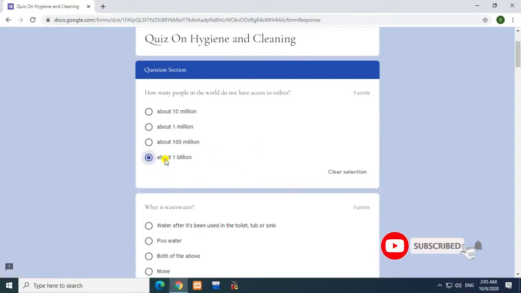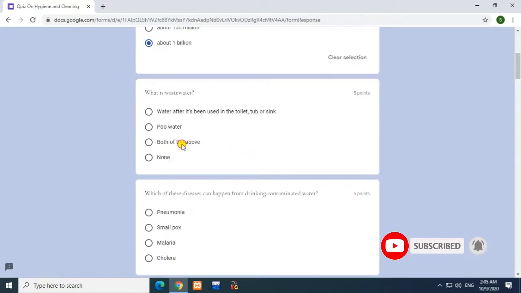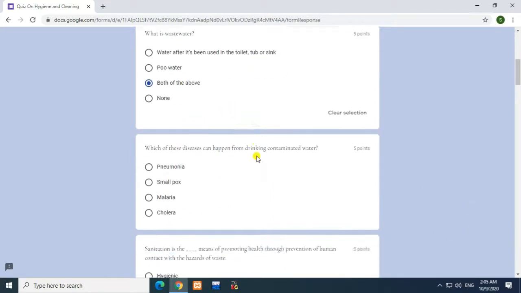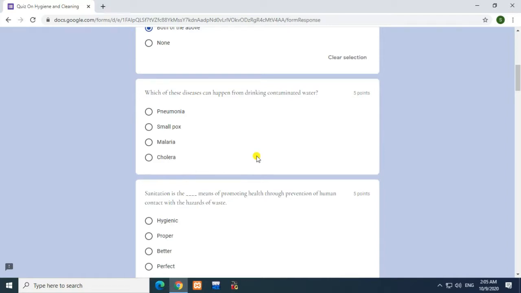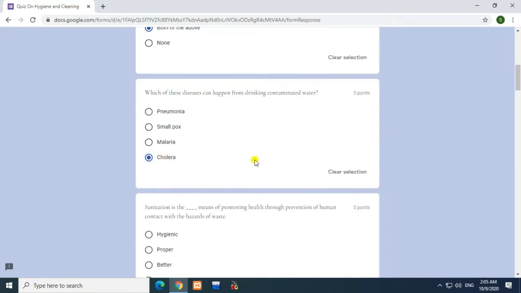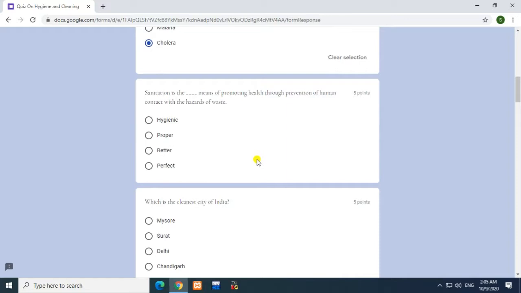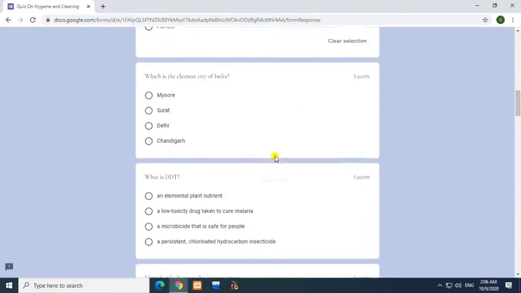Answer: about 1 billion. Question: what is wastewater? Answer: both of the above. Question: which of these diseases can happen from drinking contaminated water? Answer: cholera. Question: sanitation is the ongoing means of promoting health through prevention of human contact with the hazards of waste. Answer: hygienic. Question: which is the cleanest city of India?